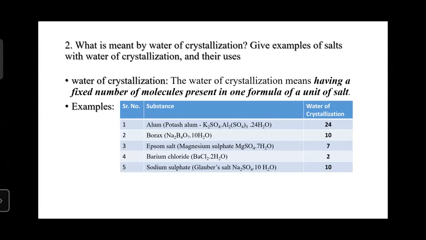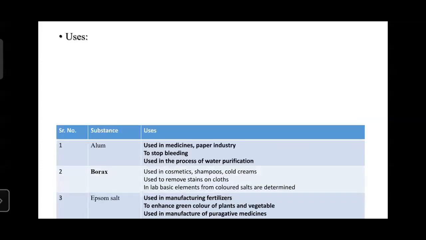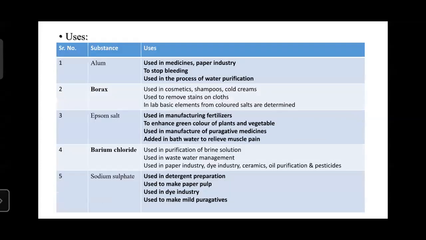Sodium sulfate, Glauber salt, molecular formula Na2SO4.10H2O. The water of crystallization in sodium sulfate is 10. Next question. The uses. Alum is used in medicine, the paper industry, and to stop bleeding. Also, it is used in our day-to-day life during the rainy season for water purification.